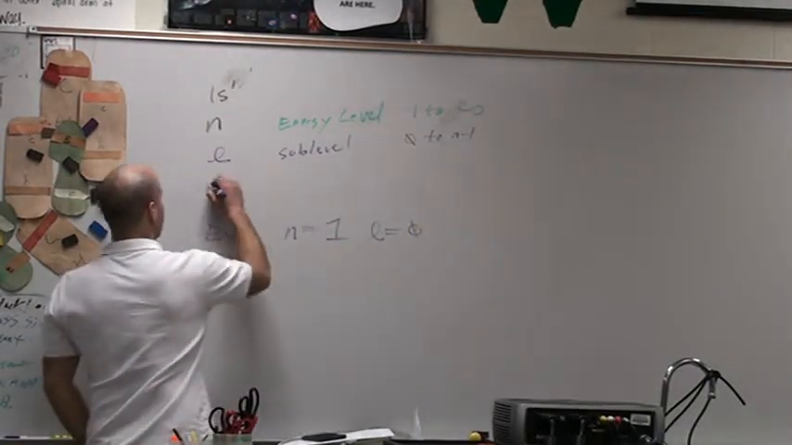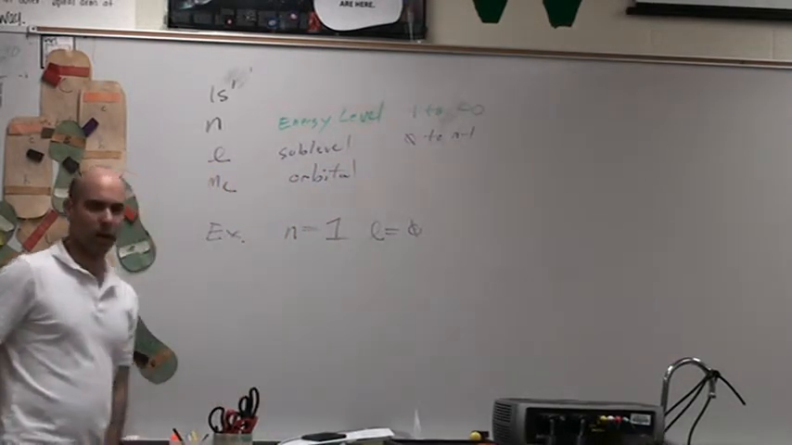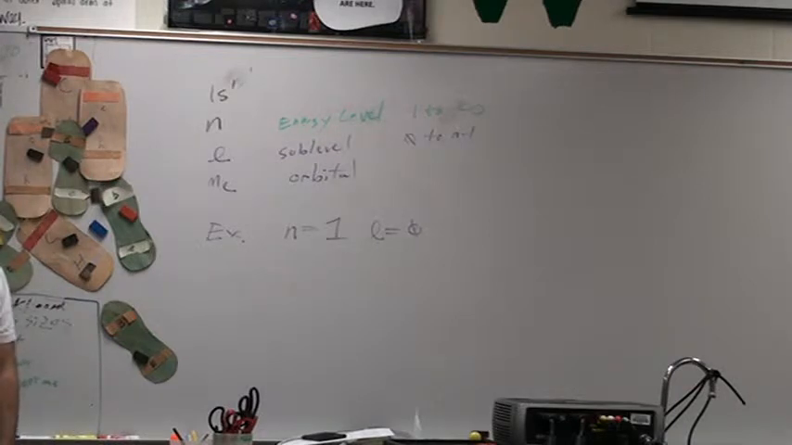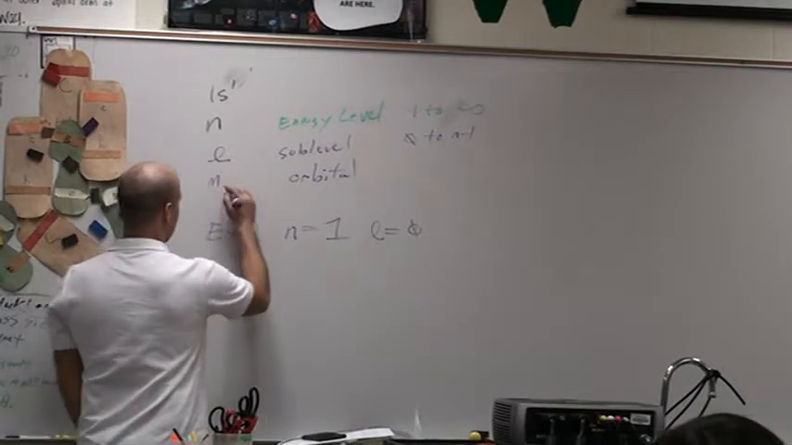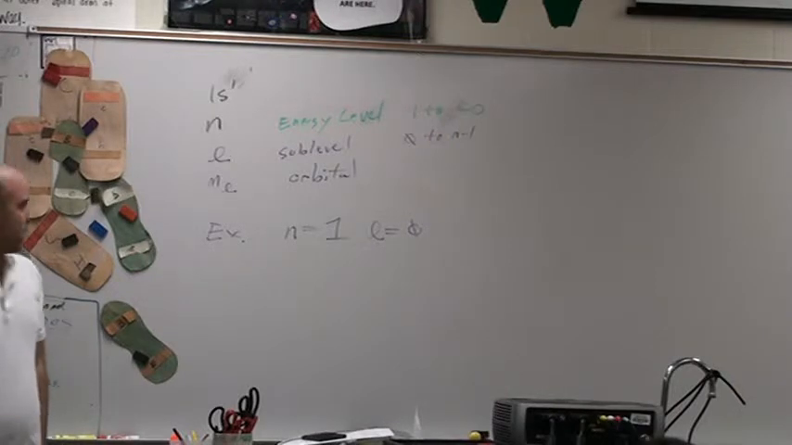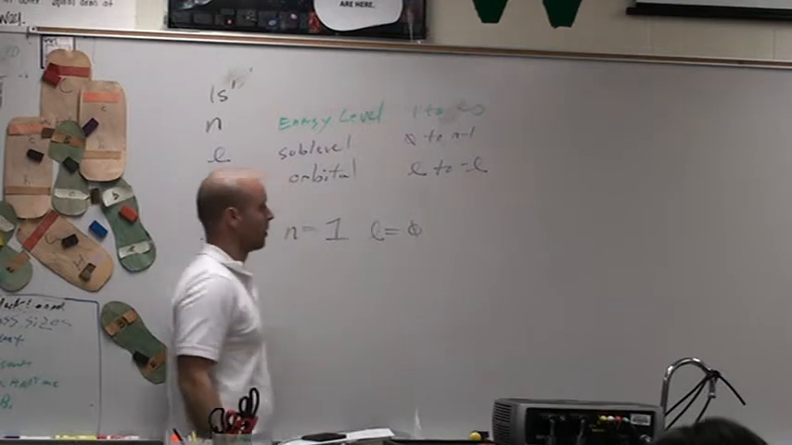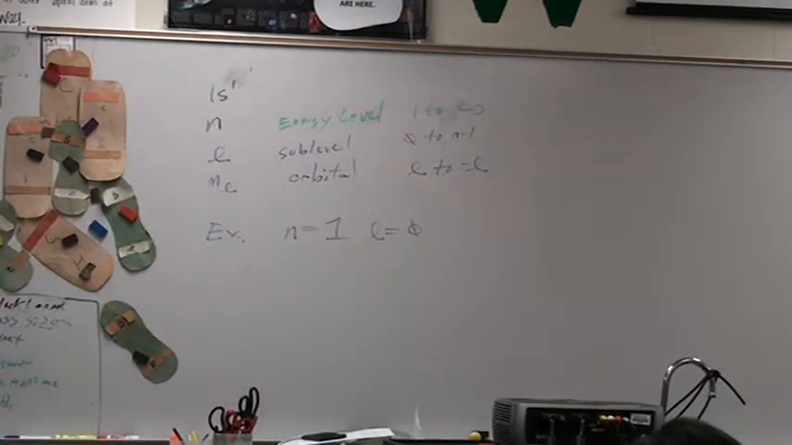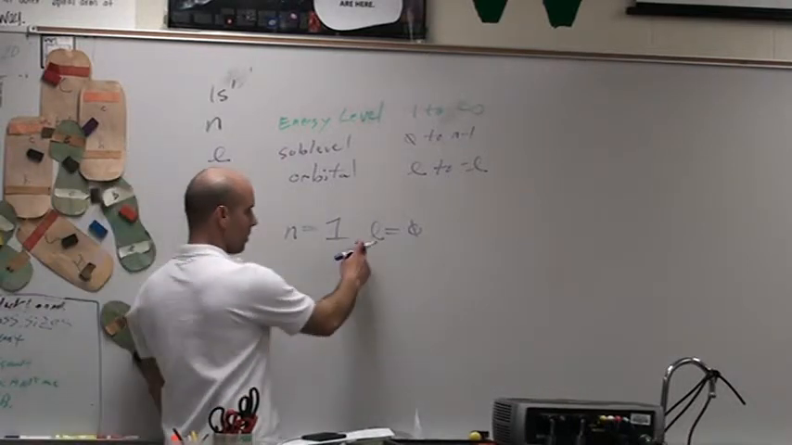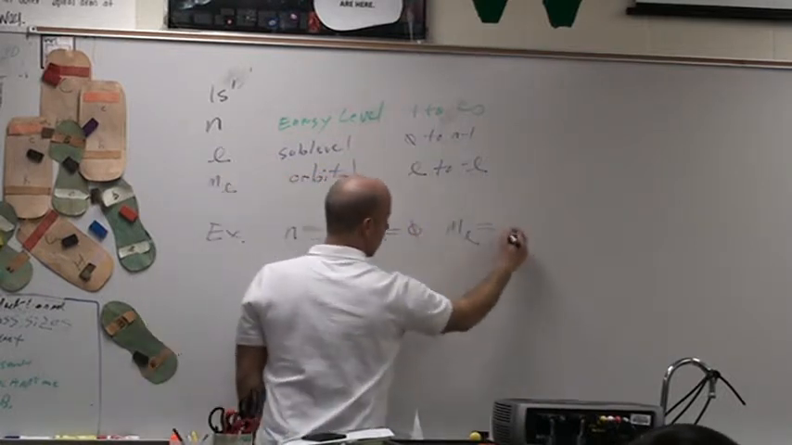After the sublevel comes the orbital value, also known as the magnetic field number, m subscript l. And this goes from l to negative l. So if l is 0, m sub l must be 0.